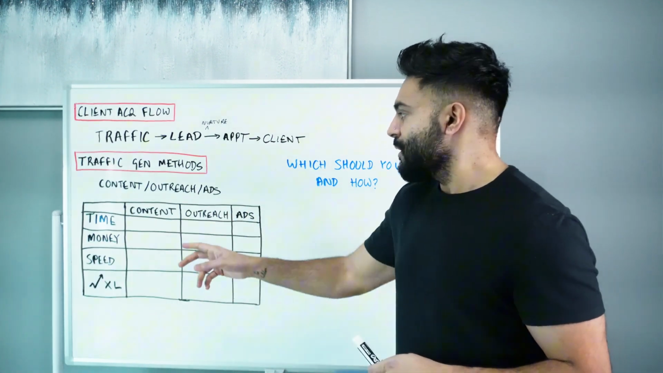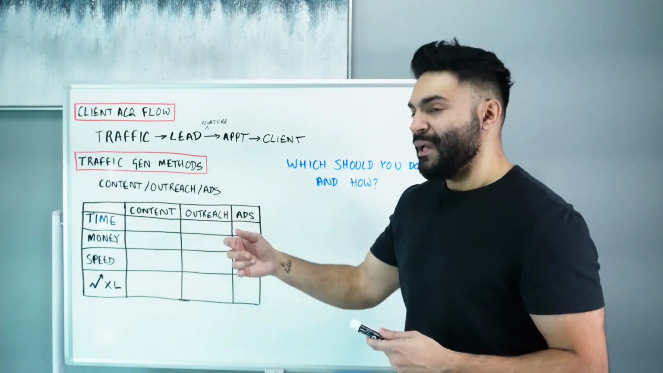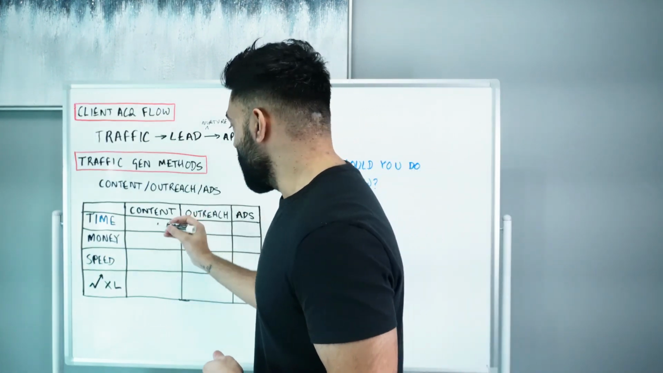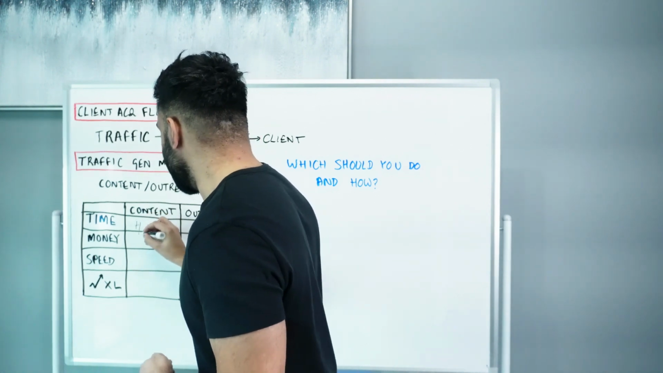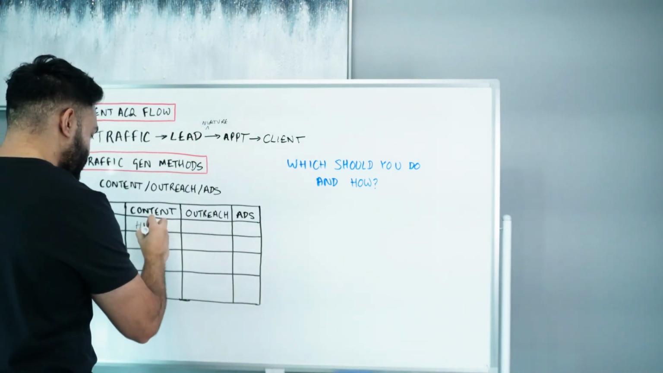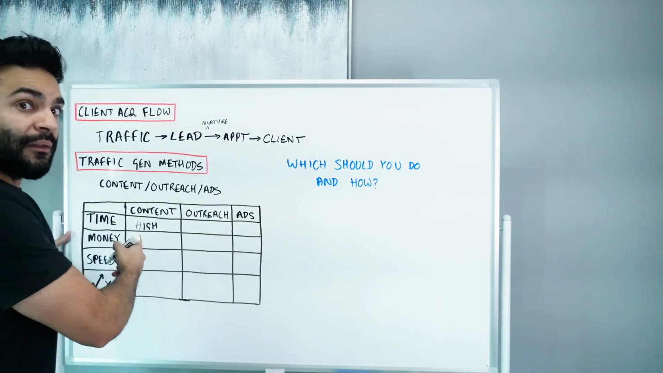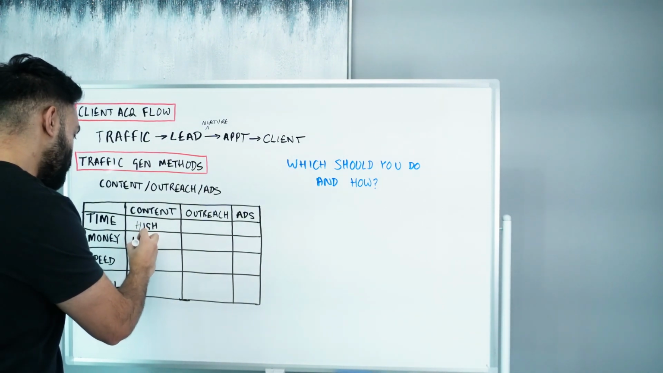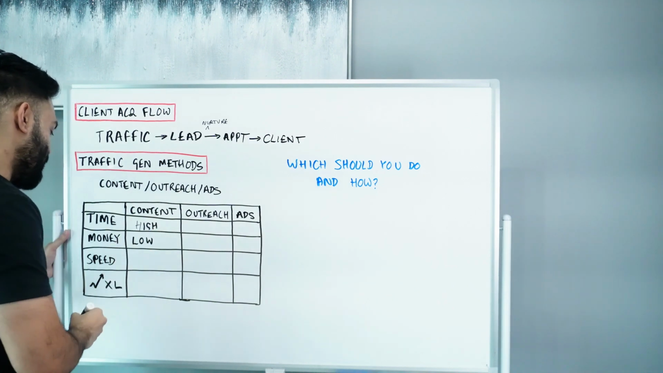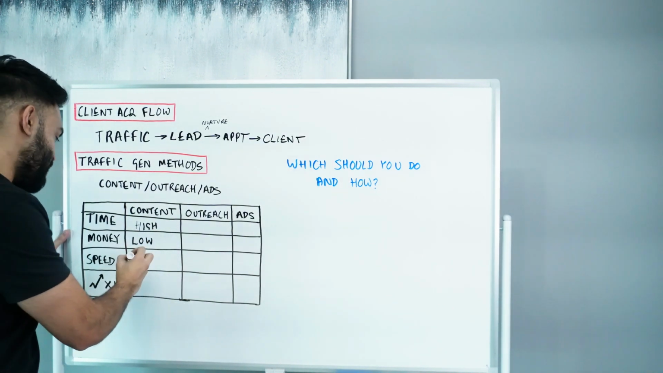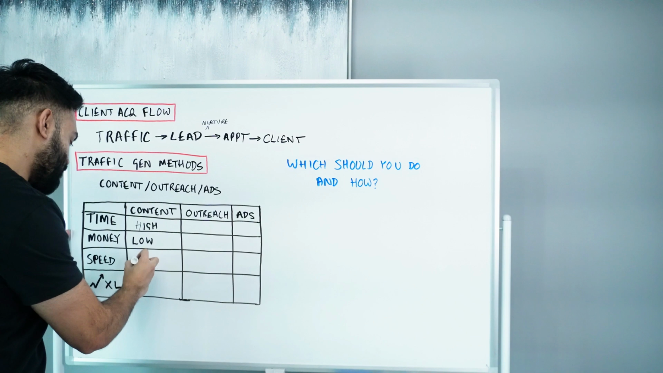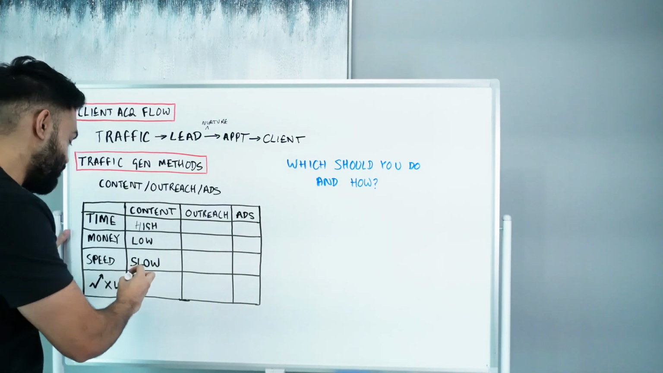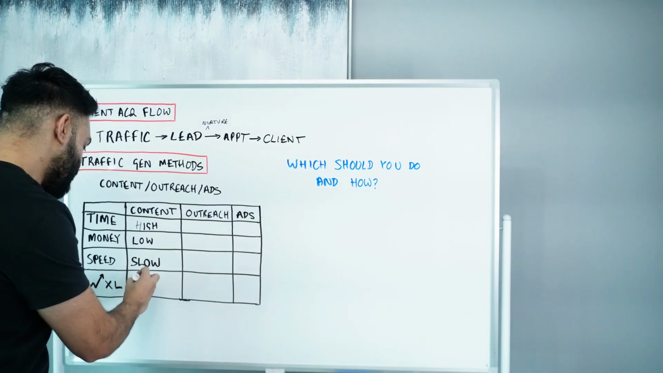So let's rank these. Content marketing, making videos, making blog posts, podcasts, social media posts. Time is going to be high. It takes time to do this, right? Let's go to the side and do this. So the time is going to be high for that. The money is going to be low. Doesn't really cost you much to go and make content. The speed is going to be slow. Takes time to build up, right? And exponential leverage is a yes.